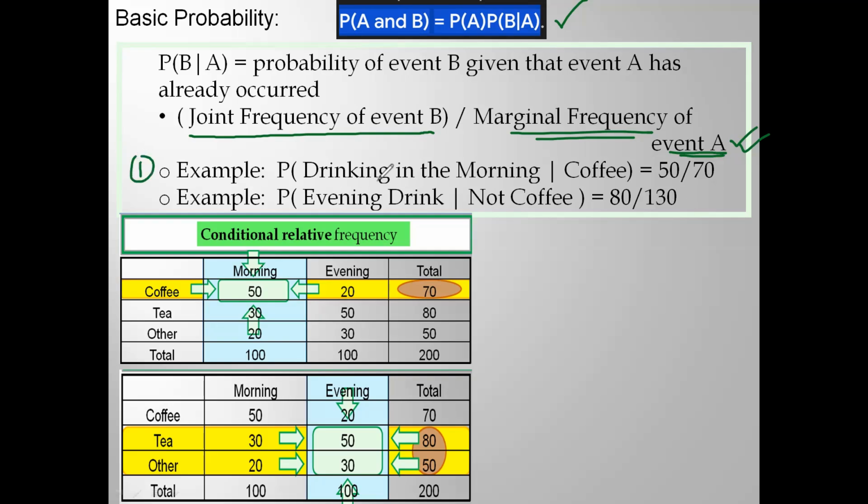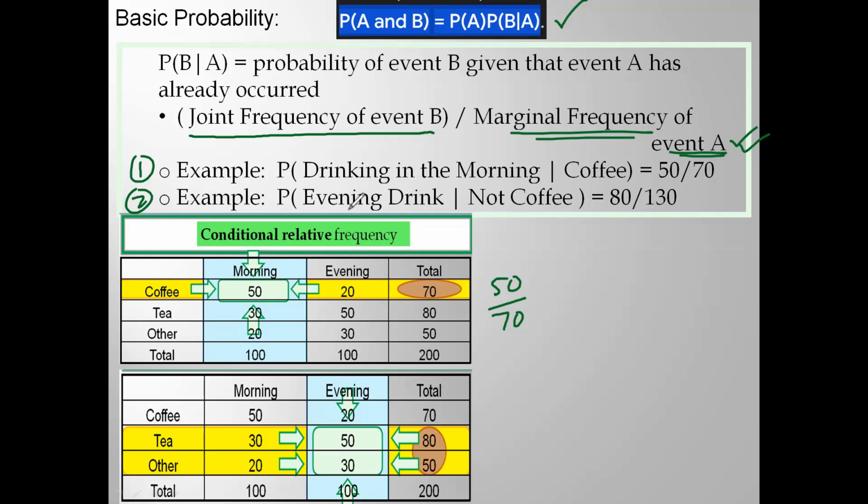So in our first example, we're looking at drinking coffee and then doing it in the morning. So the probability shows up as drinking in the morning, given that we are drinking coffee. So as a result, we have 50 as our overlap or and then statement over a total of 70.